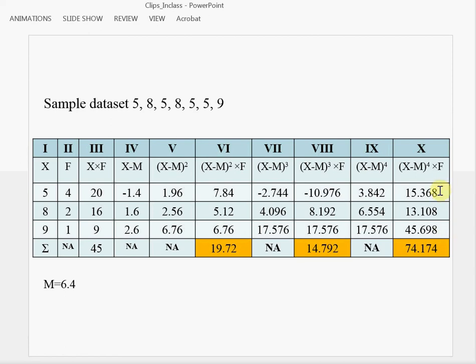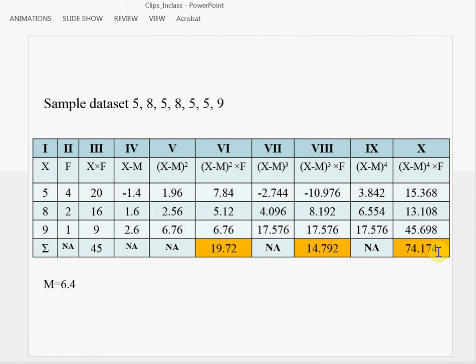Finally, the same principle applies to the calculations of deviations raised to the 4th power. Basically, you first calculate deviations raised to the 4th power for each data value, then multiply by the frequency. You find the sum over this column that should give you the sum of deviations raised to the 4th power for the entire data set, and bring that number to calculate kurtosis.